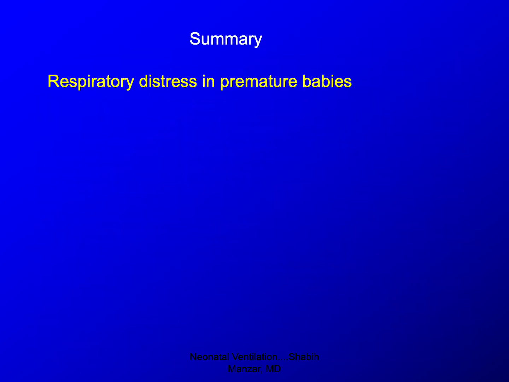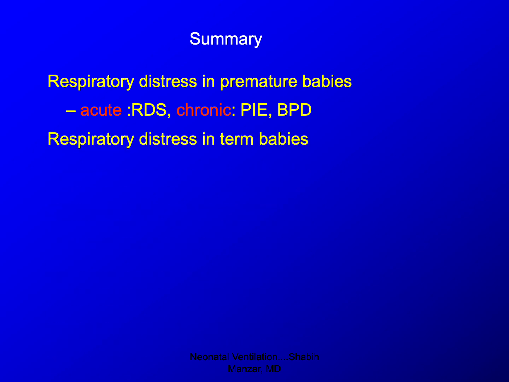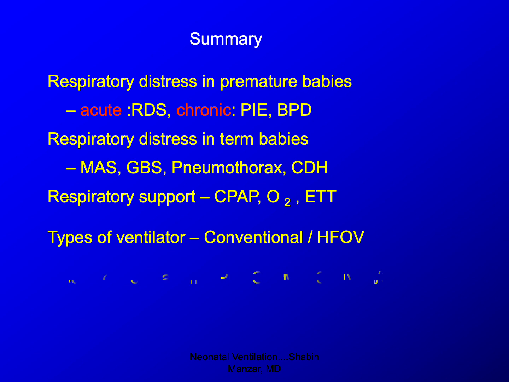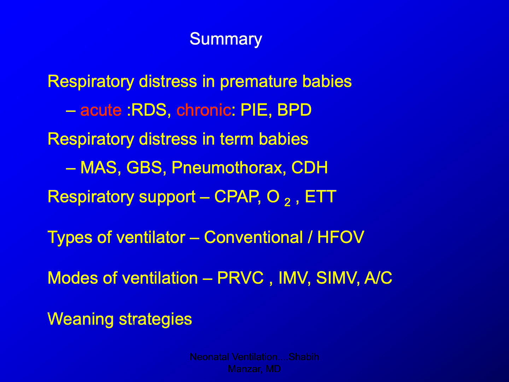So in summary, respiratory distress in premature babies could be acute, could be chronic. Respiratory distress in term babies, most of the time is meconium aspiration, group B streptococcus, pneumothorax, or congenital diaphragmatic hernia. Respiratory support starts with oxygen. If just the nasal cannula, escalate to CPAP, go to non-invasive ventilation, which is NIPPV, or intubate and do the ventilation. And ventilation could be conventional or high frequency, and the mode of ventilation could be volume controlled, pressure controlled, assist control, pressure support, you name it. The idea is what we already talked about.